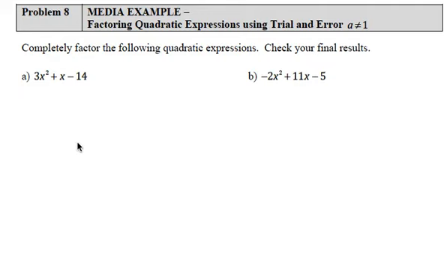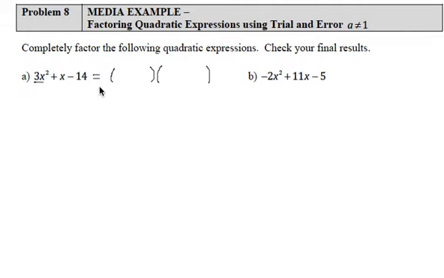In problem 8, we are factoring two trinomials, and we're going to be using the trial and error method. So to look at this first one, I am going to say, first of all, that's going to be equal to, and then I'm going to go ahead and put my two sets of parentheses. I'm going to focus on this first term.